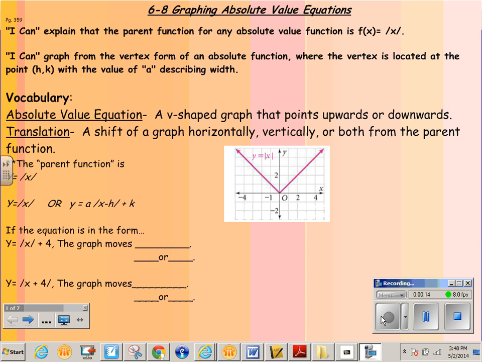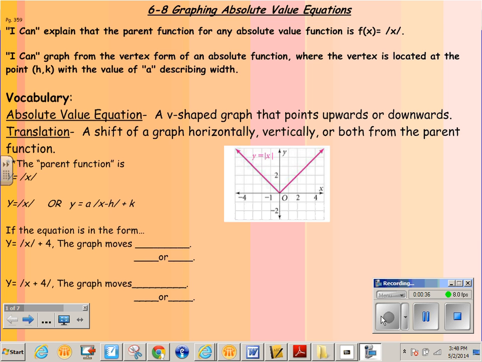Today our I can statements are, I can explain that the parent function for an absolute value function is f(x) equals the absolute value of x. Also today we're going to be concentrating on graphing from the vertex of the absolute value function, where the vertex is located at point (h, k) with the value of a describing width. So we'll be referring to that today.